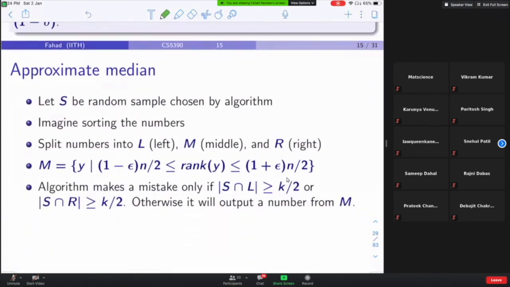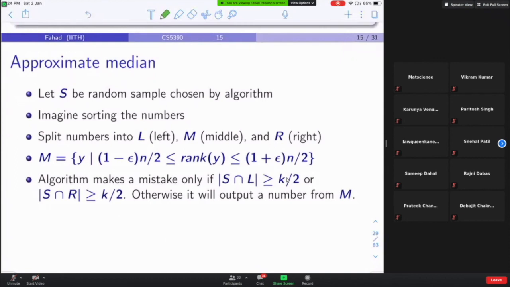Now, how do we prove it? Here we are going to use two things. One is the Chernoff bound, and the second is the union bound. Let S be the random sample chosen by the algorithm, so the cardinality of S is equal to k. Imagine sorting these numbers.